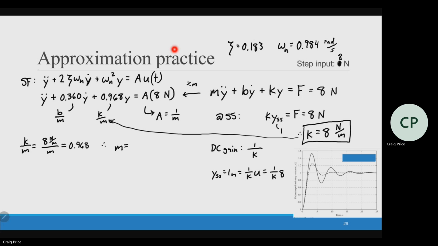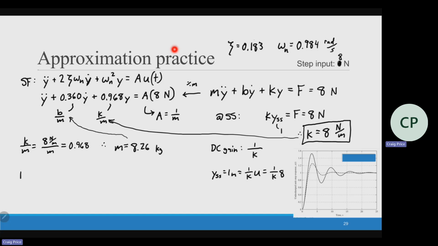What is 8 divided by 0.968? What is it? 8.26. Thank you. So 8.26 kilograms. Now I can take that and I can plug that in here to solve for B.